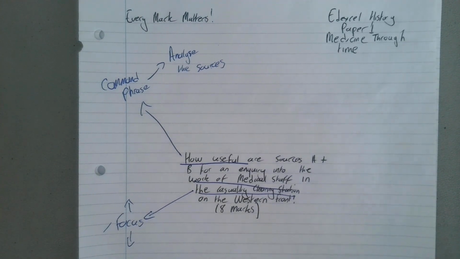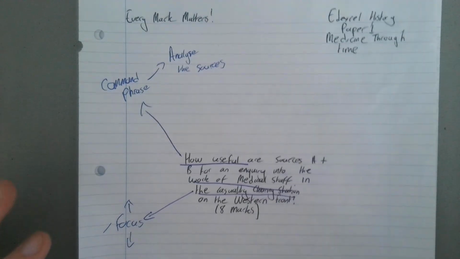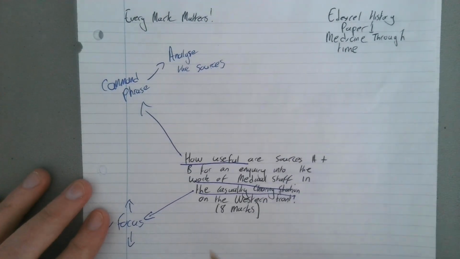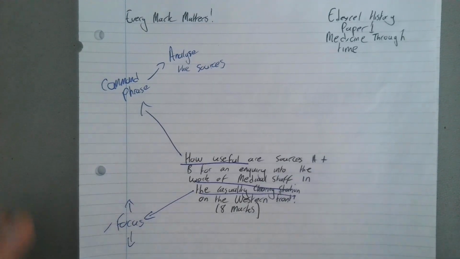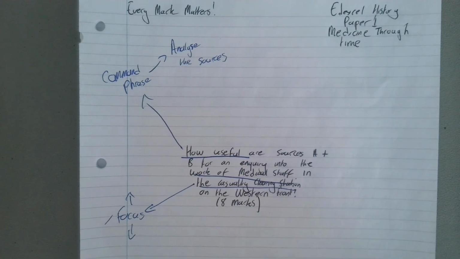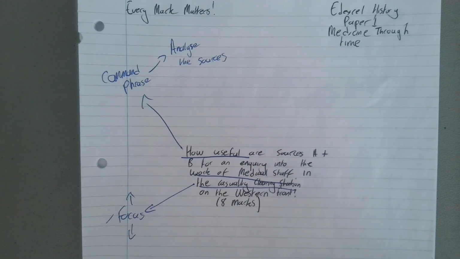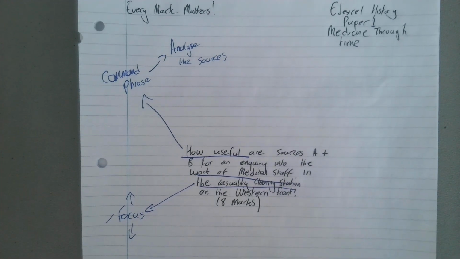Today we are having a look at Edexcel Paper 1, Medicine Through Time, with a specific focus on medicine on the Western Front. As you can see, I've had a slight malfunction here, so we're starting halfway done, but it's not the end of the world. Our question of the day is: how useful are sources A and B for an inquiry into the work of medical staff in the casualty clearing station on the Western Front?